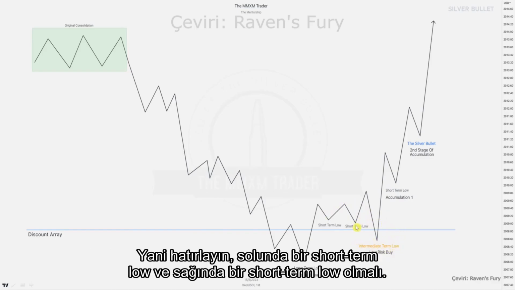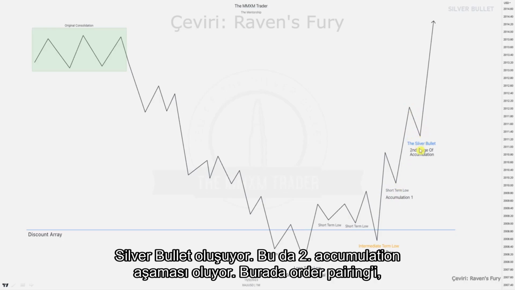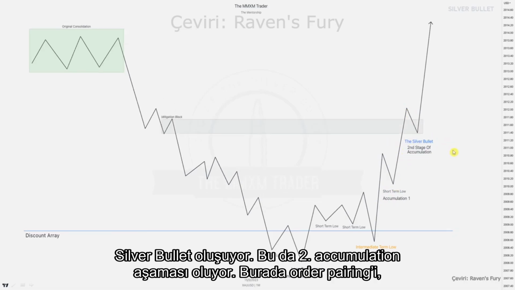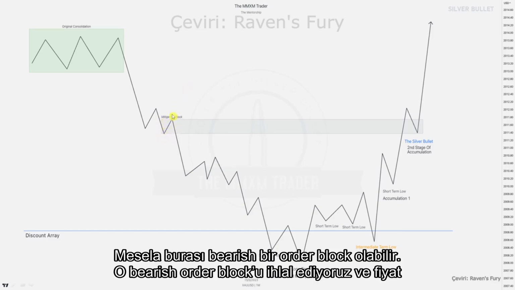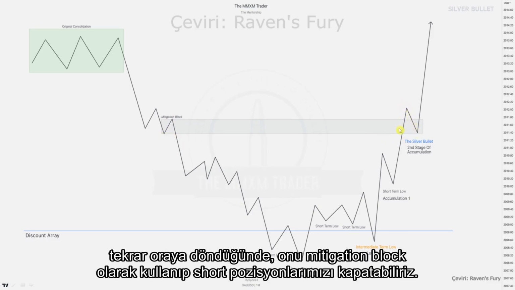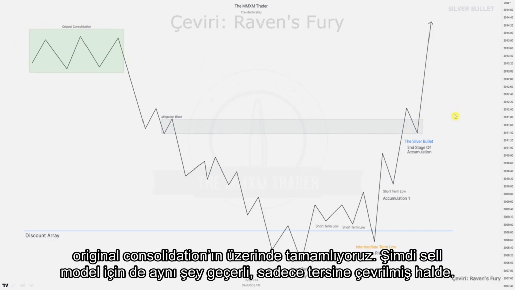So remember, you need to have a short term low to the left of it and a short term low to the right of it. Accumulation phase number 1 happens over here, then we expand higher again, and then the silver bullet is forming, which is the second stage of accumulation. Again, thinking back about order pairing, thinking back about mitigation blocks and those kinds of techniques, right? We can use that mitigation block once again. So this could be a bearish order block, right? We violate that bearish order block, and once price trades back into it, we can use it as a mitigation block to offload those short positions and go into long positions from smart money, completing that market maker buy model above that original consolidation.